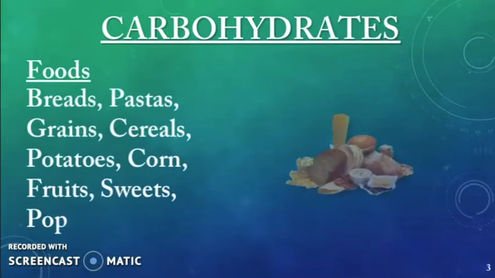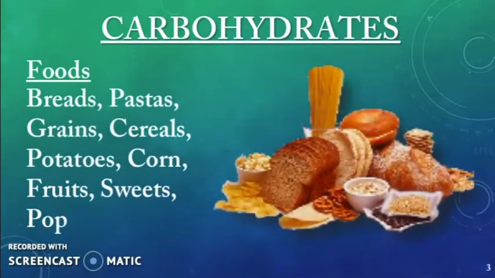Some of the foods that count as carbs include breads and pastas and grains and cereals, potatoes, corn, fruit, sweets, and pop. Now, today we'll also realize that even vegetables, the good stuff, have carbs in them. Not a bad thing.